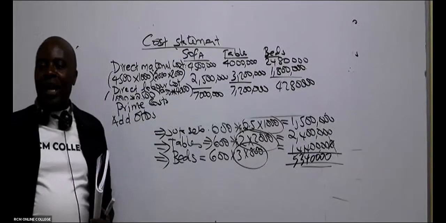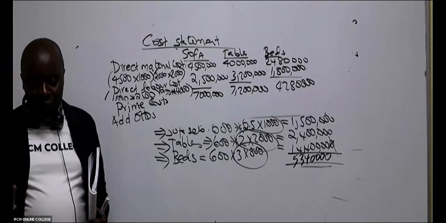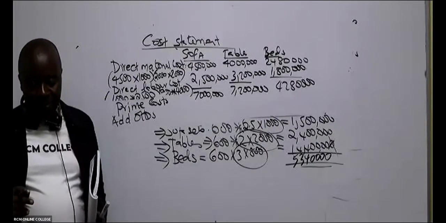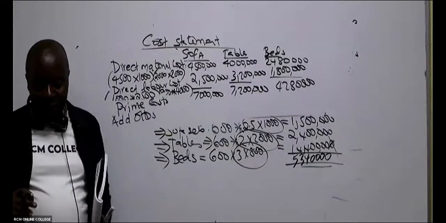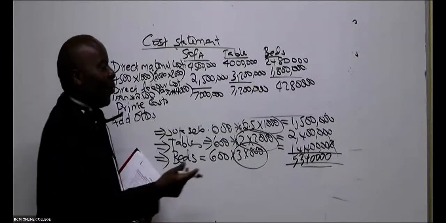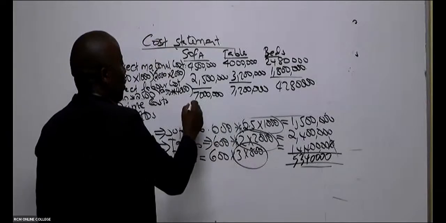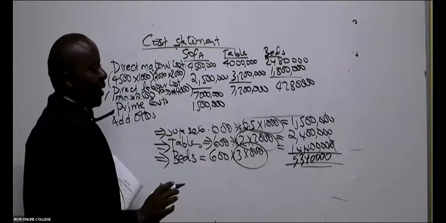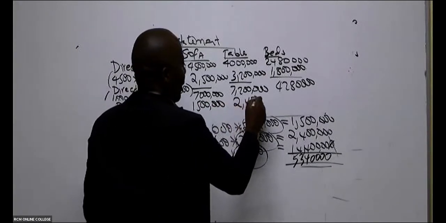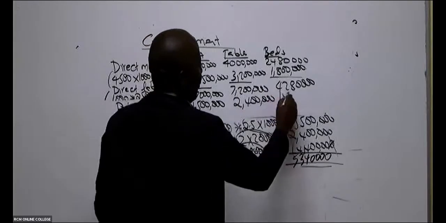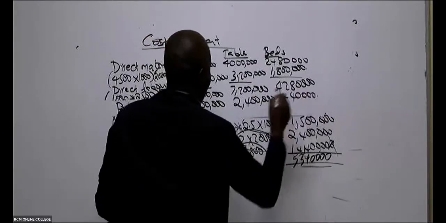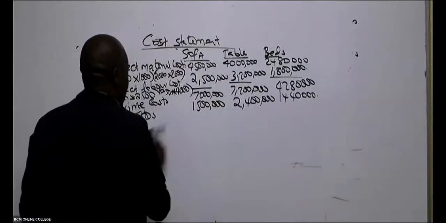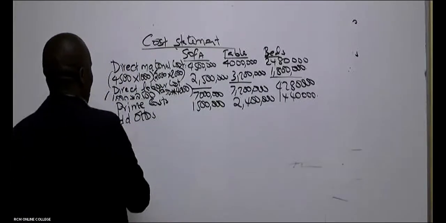Fortunately, we already have the overheads. Are you able to see them? Oh, yes. We're able to do them here. So the first set is 1.5 million. Is that okay? And then tables is 2.4 million. This is what here, somebody? 40,000. That is it. So come and give us, ladies and gentlemen, what we call total costs.